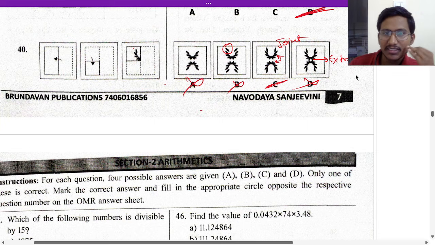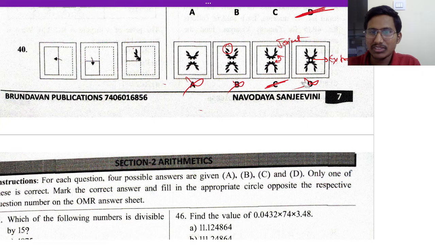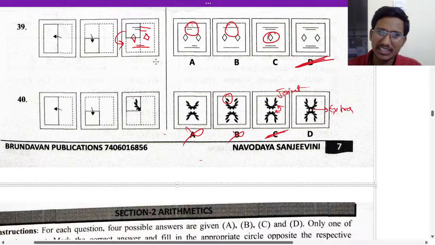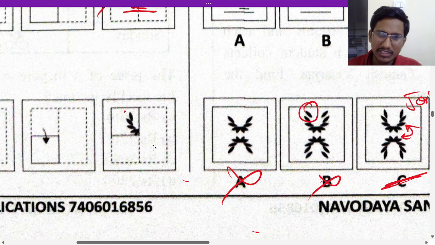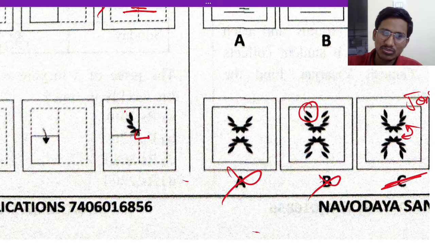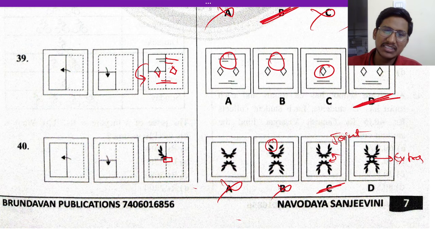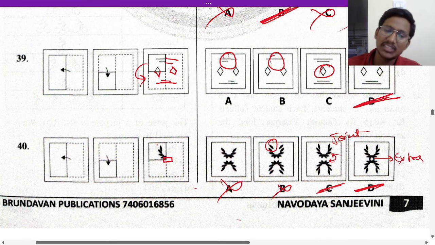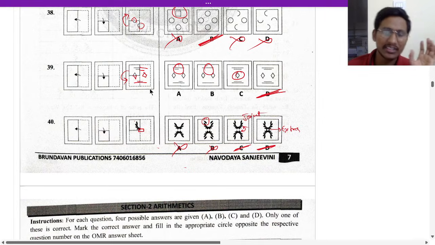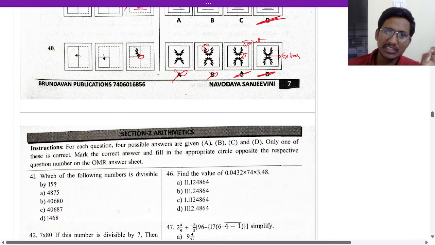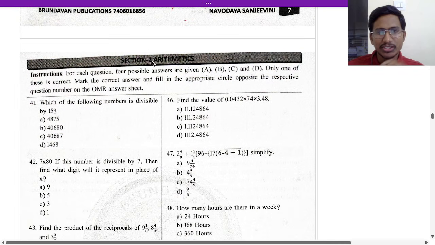So 40, C may come or D may come, because this is not clear, right? So this is not clear here. It can be like a square also, and D may come, right? So the answer can be C or D, both can be the answer. If you mark any one, take the marks. Okay, good.